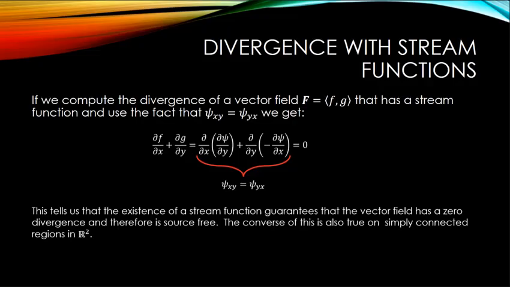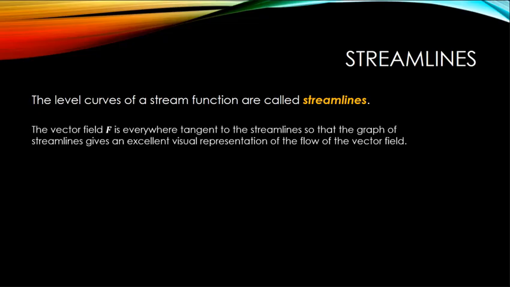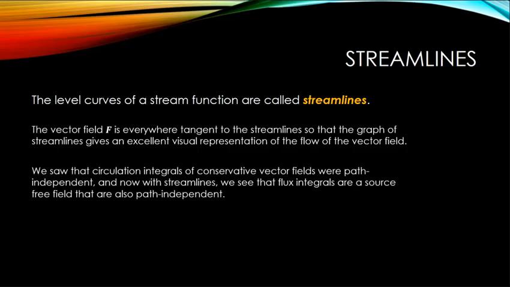The converse of this is also true on simply connected regions in R2. The level curves of a stream function are called streamlines. The vector field F is everywhere tangent to the streamlines, so the graph of streamlines will give us an excellent visual representation of the flow of our vector field. We saw that circulation integrals of conservative vector fields were path independent, and now with these streamlines we see that flux integrals of source-free fields are also path independent.